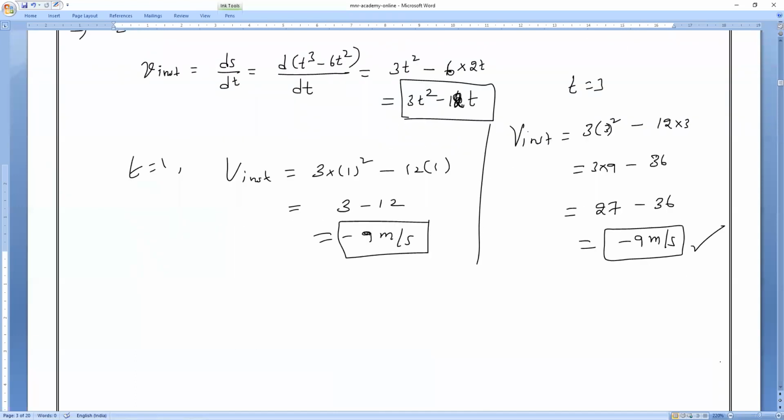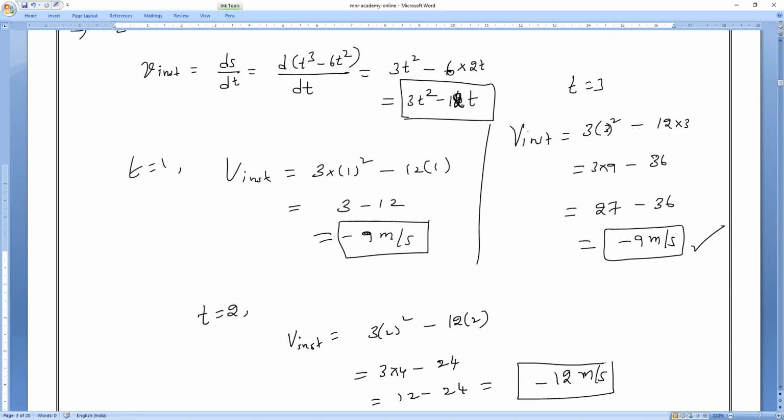If you want, you can find t equal to 2 also. So V instant is equal to 3 into 2 square minus 12 into 2, which is equal to 3 into 4 minus 24, which is 12 minus 24. What is the instantaneous velocity at 2 seconds? Minus 12 meters per second.